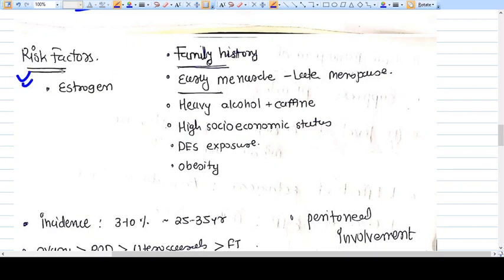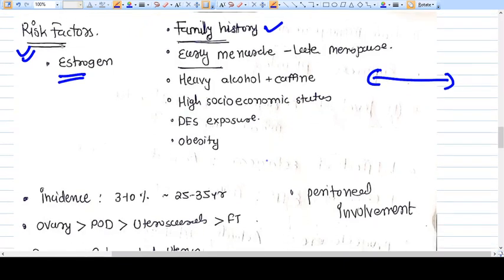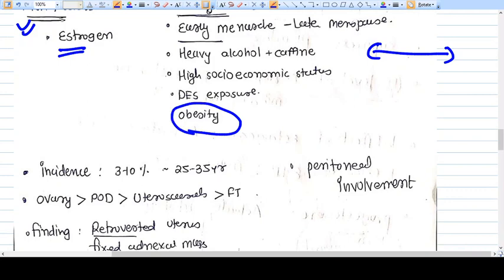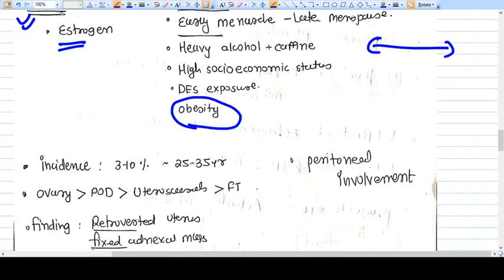What can be the risk factors for endometriosis? When a woman is exposed to a high amount of estrogen, she has a chance of developing endometriosis. Risk factors include family history, early menarche, and late menopause, which means more estrogenic cycles, as well as heavy alcohol, caffeine, high socio-economic status, drug exposure, and obesity. In obesity also, the estrogen levels are higher.